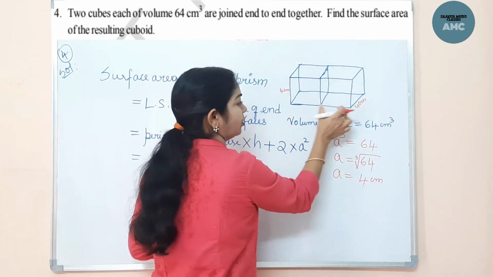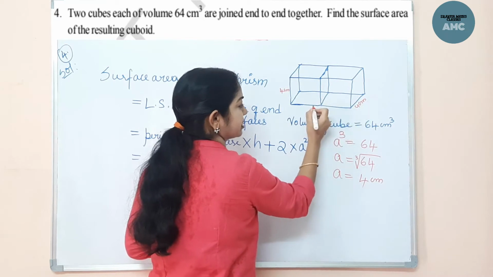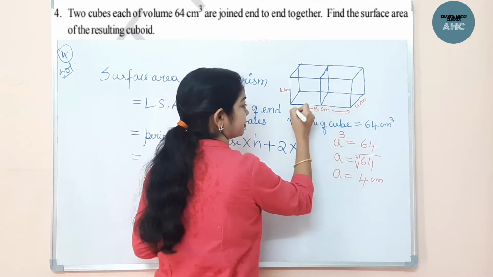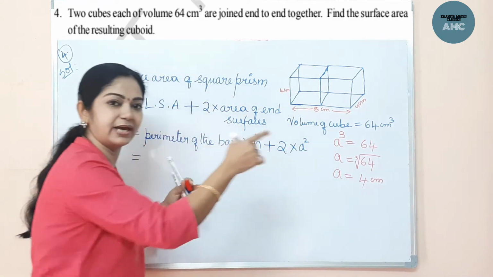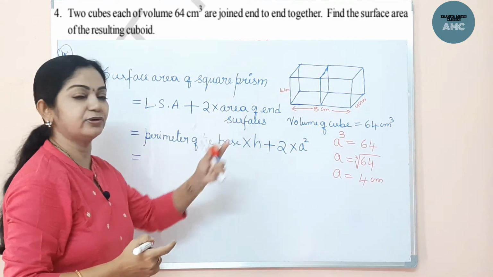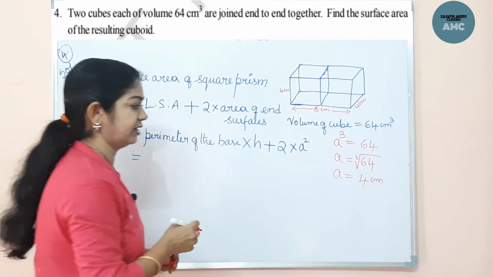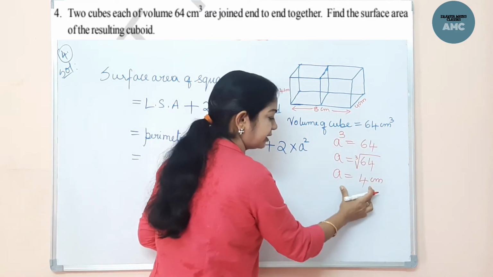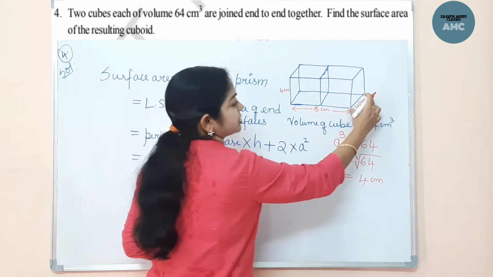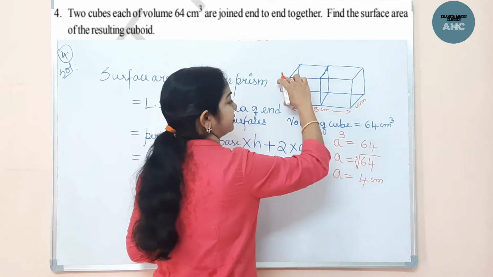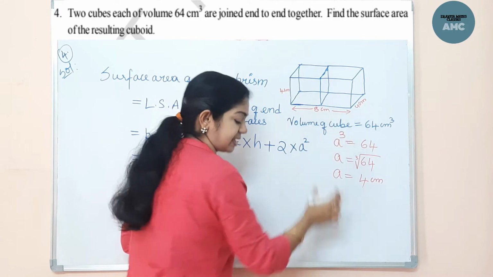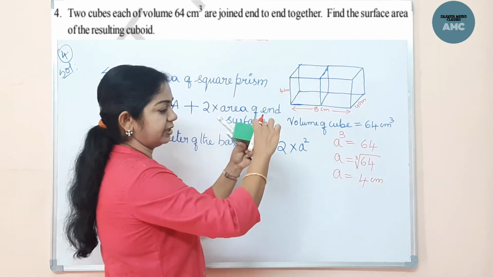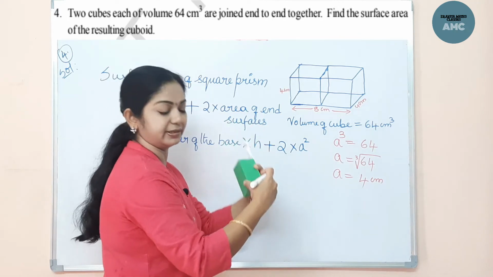And here both are there, 4 plus 4. So this comes to 8 centimeters. So we got all the dimensions, length, breadth, height, of the combination of this solid. From the volume of each cube, I have got the side. This is the height, this is the breadth, but the combination has both here, so the length is 4 plus 4. Here I got the height and the breadth.